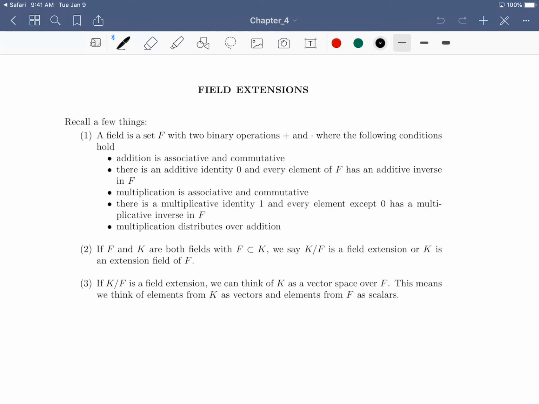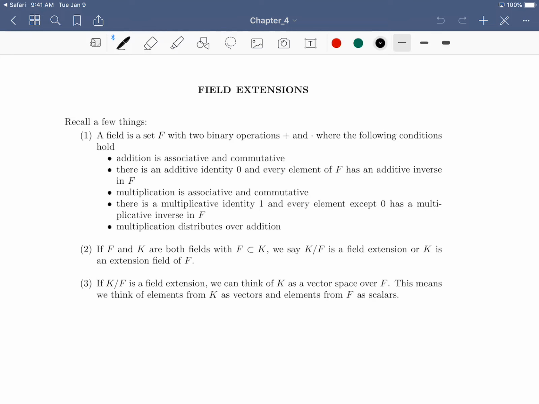A field is a set F. We have two binary operations, addition and multiplication, and a bunch of nice properties work for those operations. So addition and multiplication were both associative and commutative. There's an additive identity, and we have additive inverses. We have a multiplicative identity, and we have multiplicative inverses for everything except 0. And then the two operations play well with each other. Multiplication distributes over addition the way we're used to. So a field is a really nice set where we have all the things that we like.